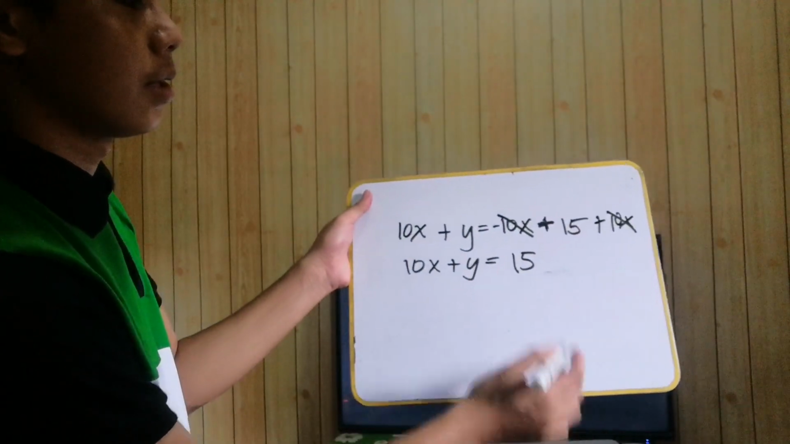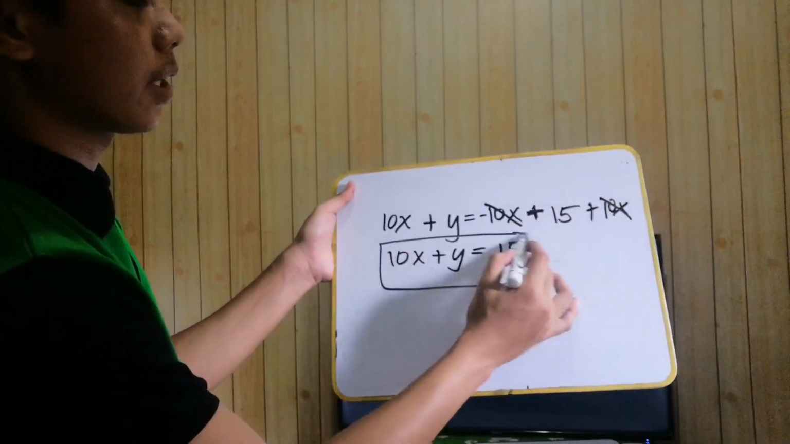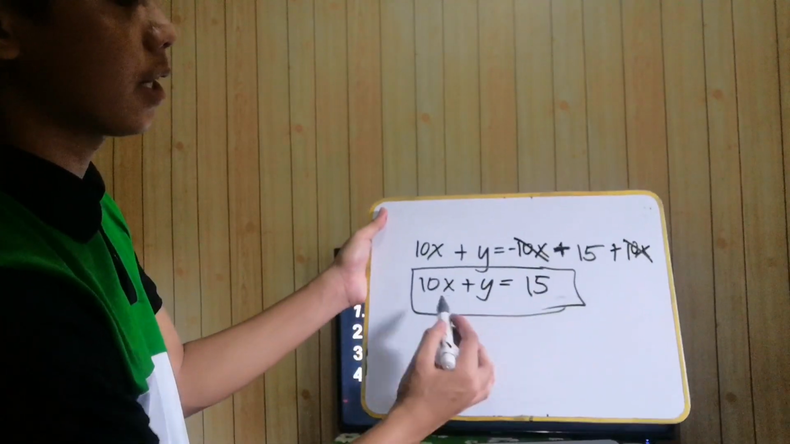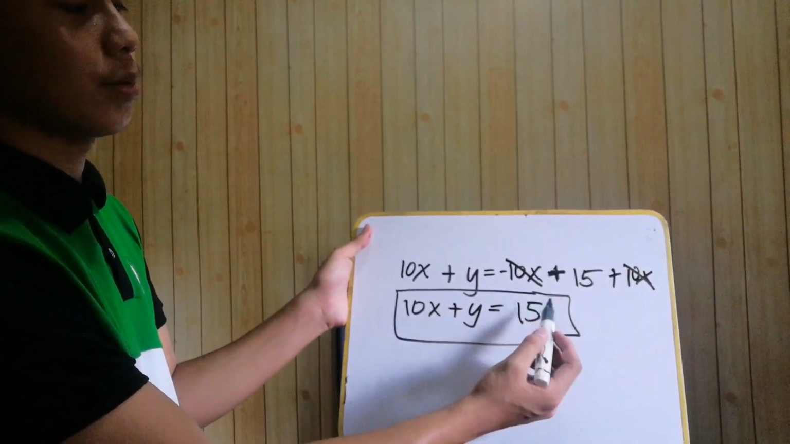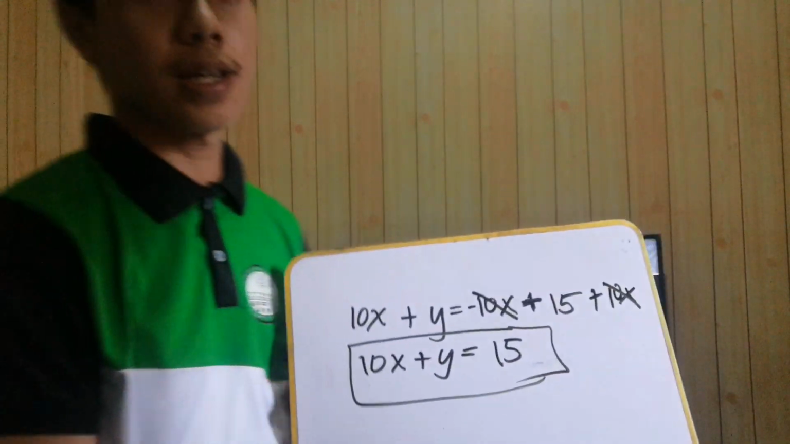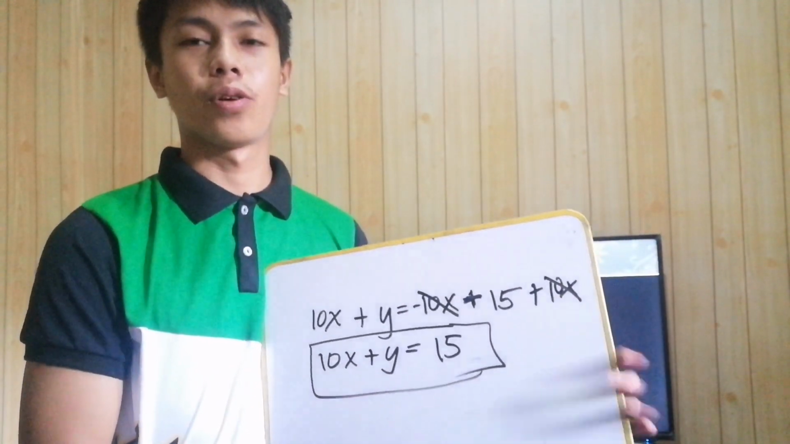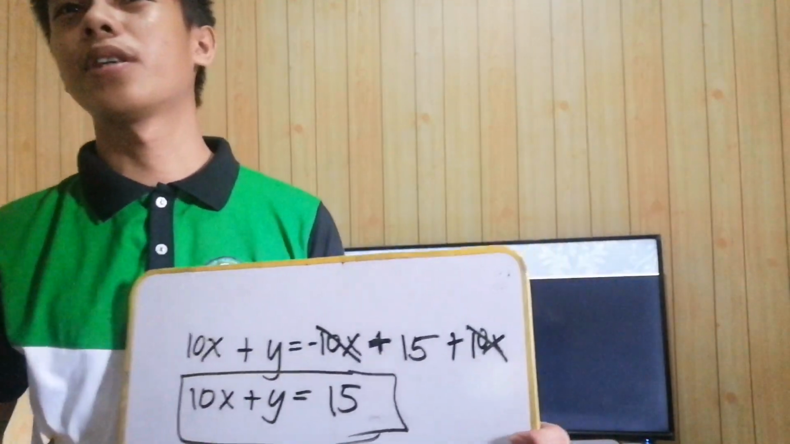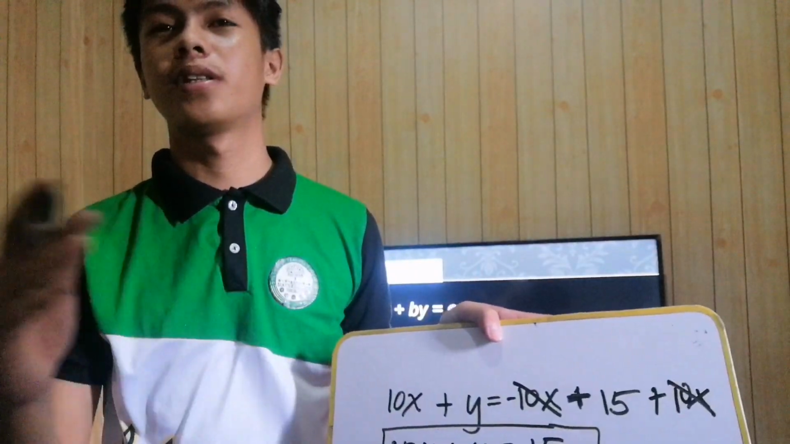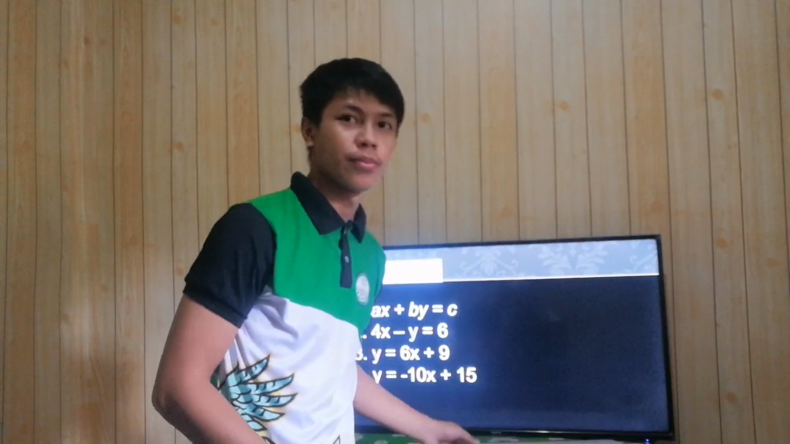Now, this is your standard form. So, ito yung standard form ng y is equal to negative 10x plus 15. So, ganyan lang kasimple guys ang pag-rewrite from standard form to slope-intercept and from slope-intercept form to standard form. So, understood?